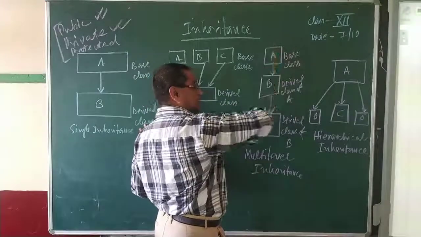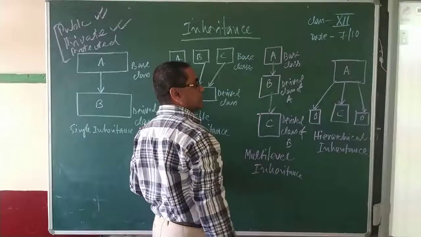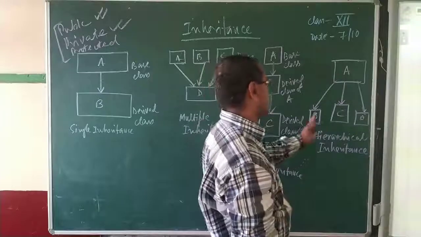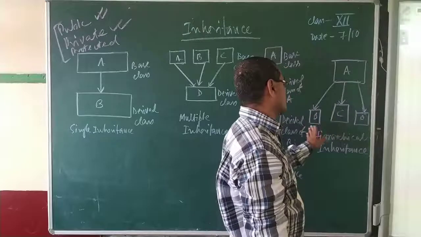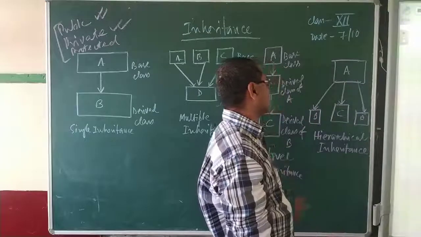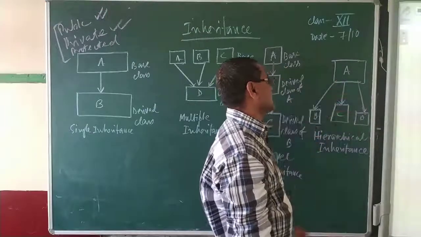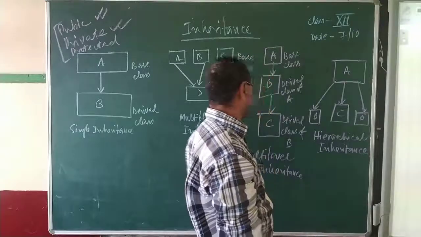So there are 3 levels. This is called multi-level inheritance, and this is hierarchical inheritance. In hierarchical inheritance, from one base class, this is the base class, there are so many derived classes. All the derived classes access the base class A's data. This is called hierarchical inheritance.